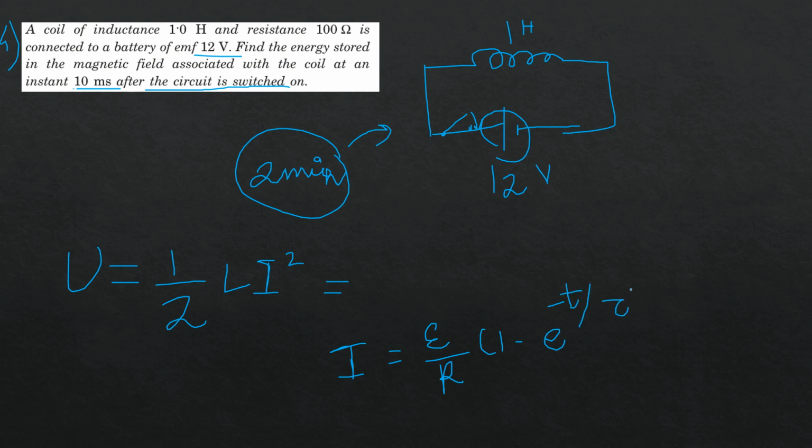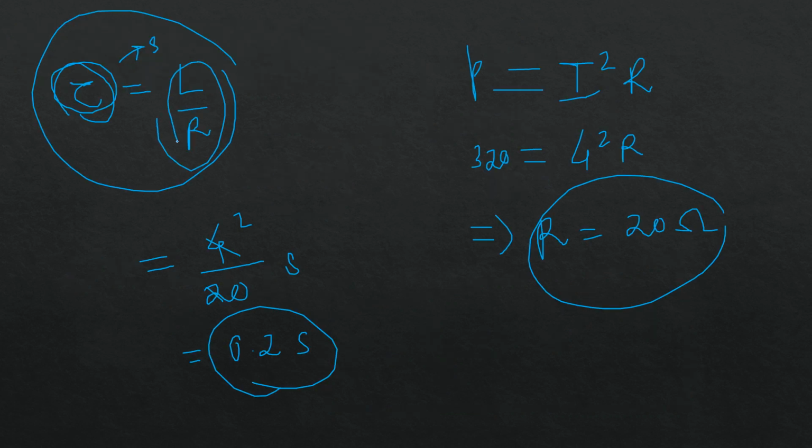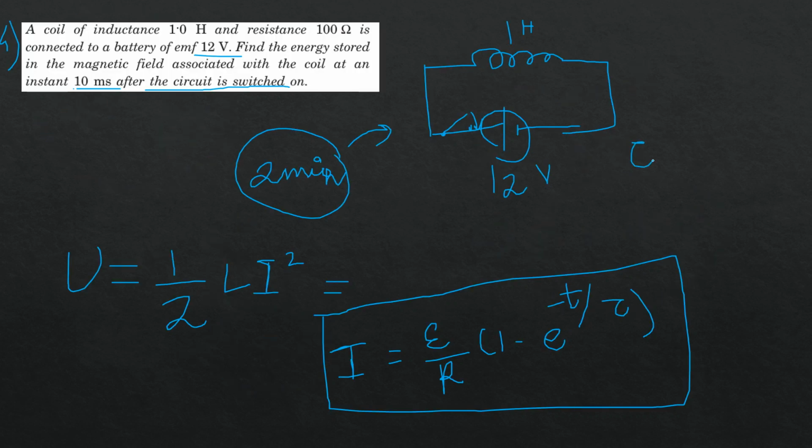Tau is the time constant, and T is the time taken. So I is equal to E by R times 1 minus e to the minus T by tau. How will you calculate the time constant? Tau is equal to L by R. L is given as 1 and R is given as 100. So this becomes 10 to the power minus 2 seconds.